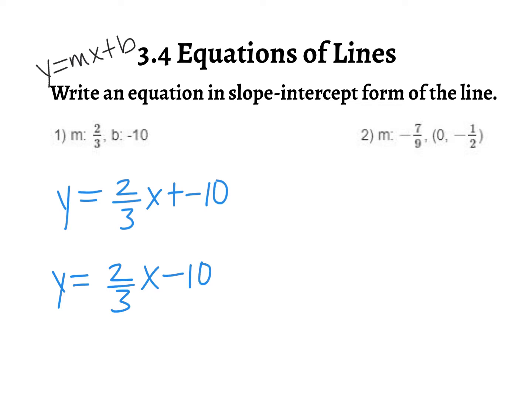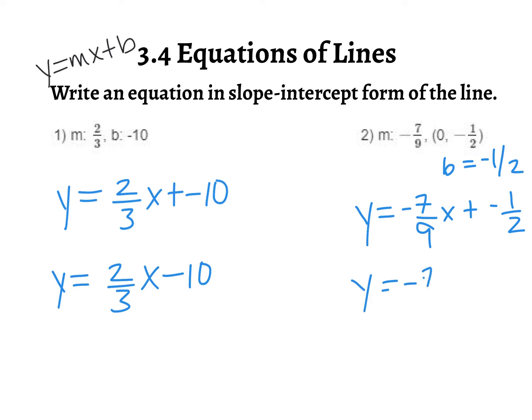In this second example, we have a slope and we have the y-intercept in a point notation. The y-intercept will always cross the y-axis, so the x value will always be 0. So here our b value is negative half. So we have m, we have b, we just plug it in. So we have y equals m, which is negative 7/9 x plus b. Adding a negative means subtraction, so we have y equals negative 7/9 x minus a half.